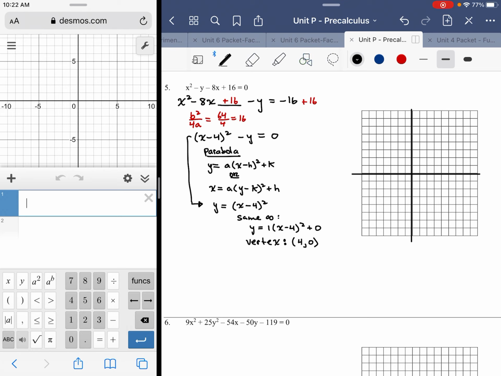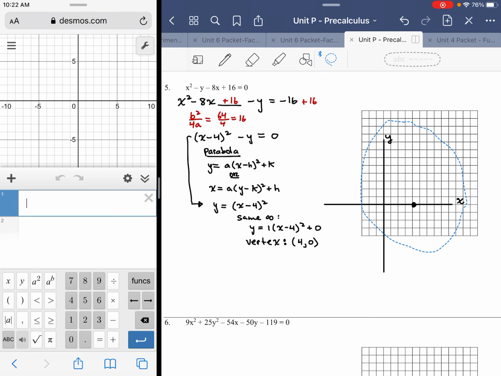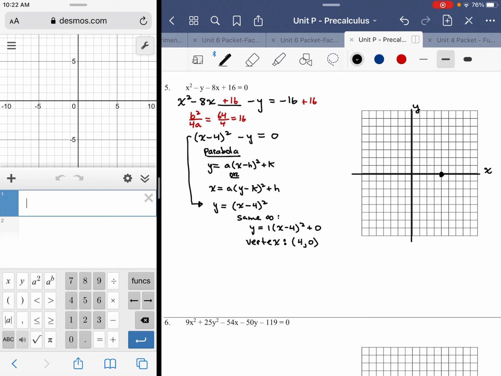Using this annotation tool, I can plot the 4, 0, and then maybe I realize I don't have enough room. In this case, I do. But if I didn't, I would just move it over. So the slope of this parabola is 1, and that's because the a value is equal to 1. That tells us that it's an ordinary shaped parabola.